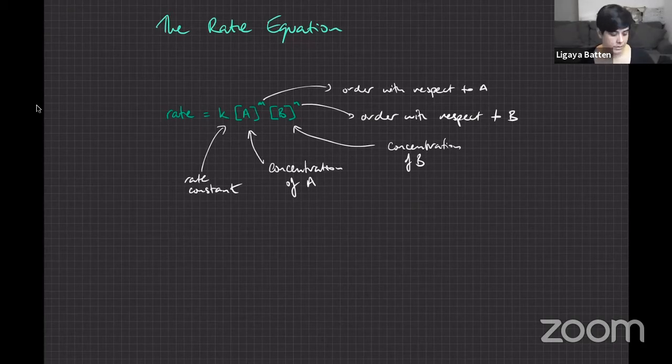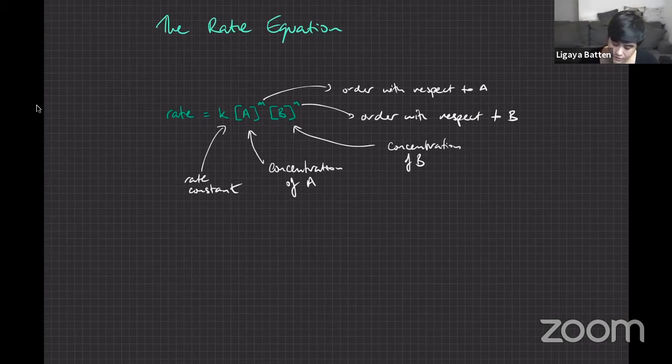So this is the rate equation here. Rate equals K, and then just remember the notation for concentration of, you should have seen this in equilibrium and other parts of the course. So the square brackets means concentration of, in this case, A and B. So we've got the rate equals the rate constant K times the concentration of A to the power of its order, and then the concentration of B to the power of its order.